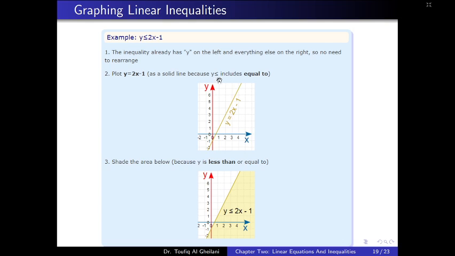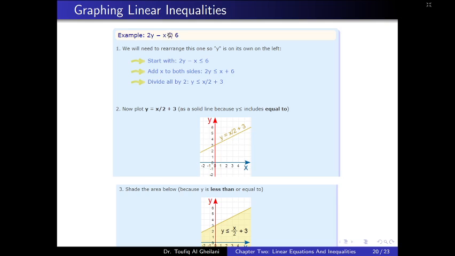Now we see the sign of inequality, y less than. So we should shade the area below the line, not above. So this will be the solution set for this inequality.